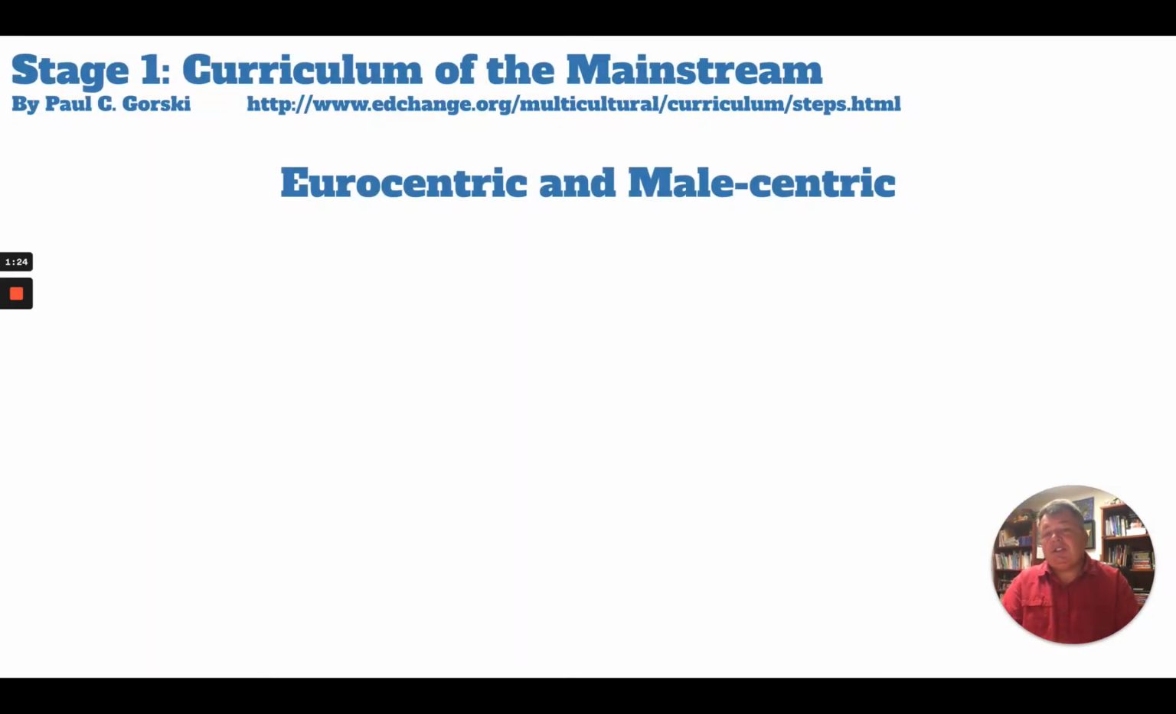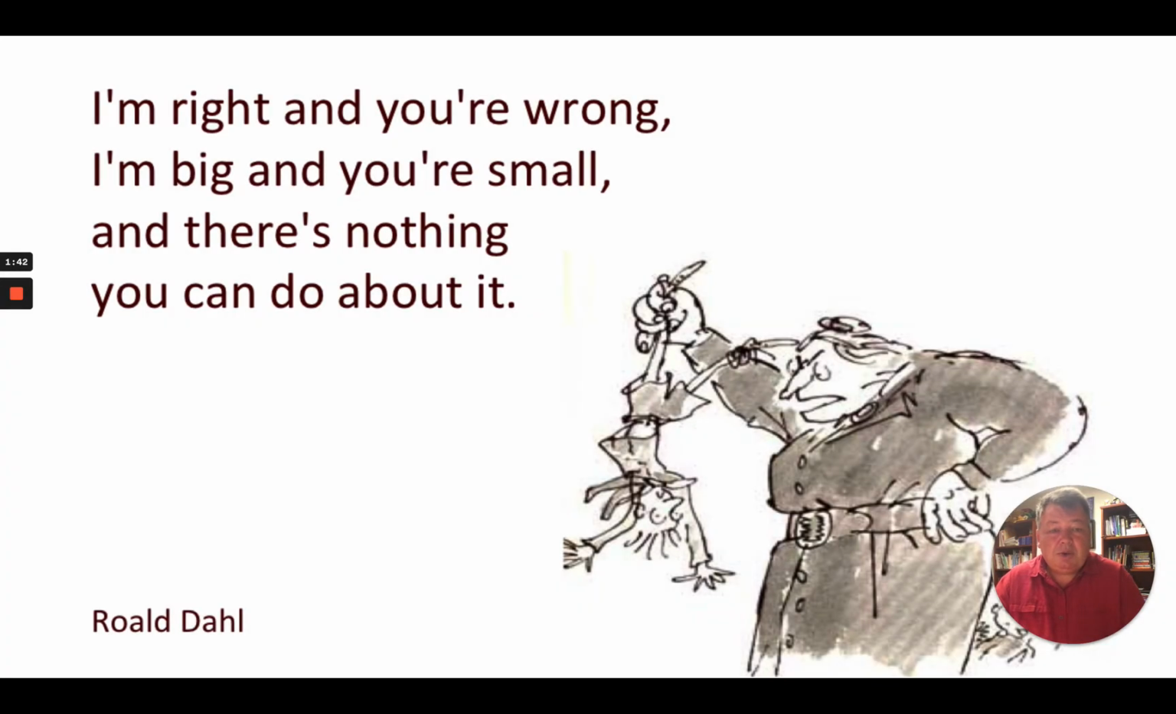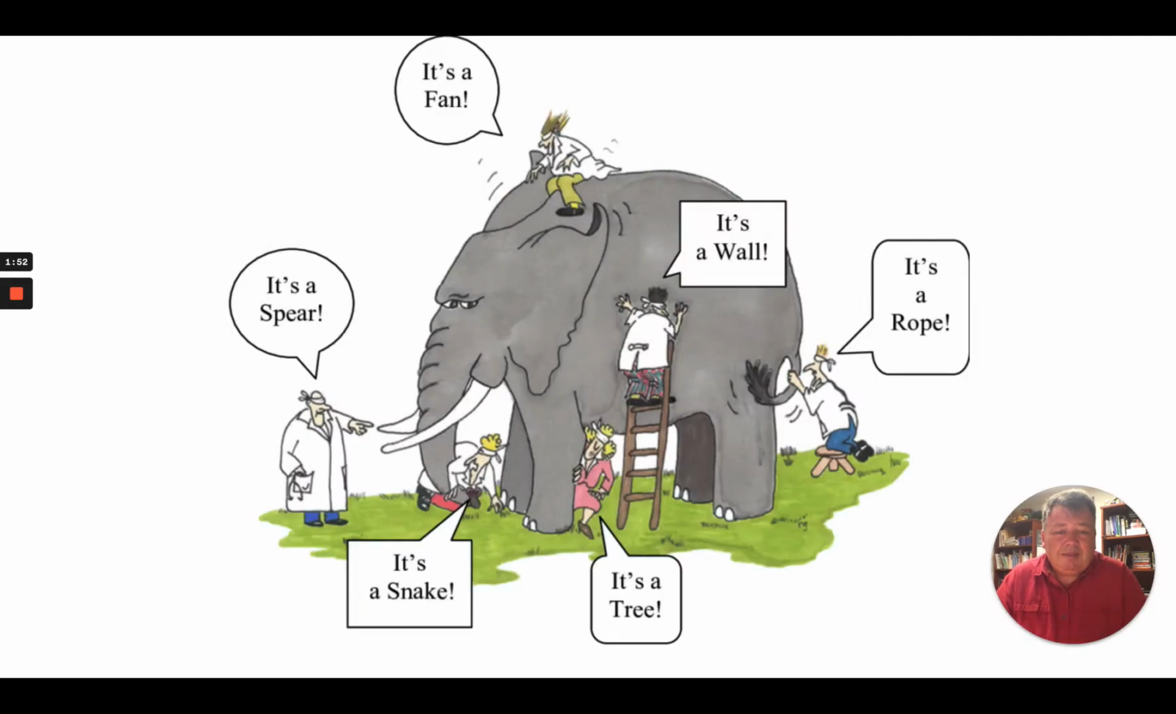So let's talk about stage number 1. It's the curriculum of the mainstream. This is where most people start. They're teaching about culture. They're probably using a textbook, maybe some standard materials, but it's really from a Eurocentric or a male-centric point of view. It's not the preferred way to do it, but it's the way that we're used to because, as Roald Dahl, one of my favorite authors, says, I'm right, you're wrong, I'm big, you're small, and we do what we know. For instance, we all have our own perspectives, and you teach from the perspective that you have.